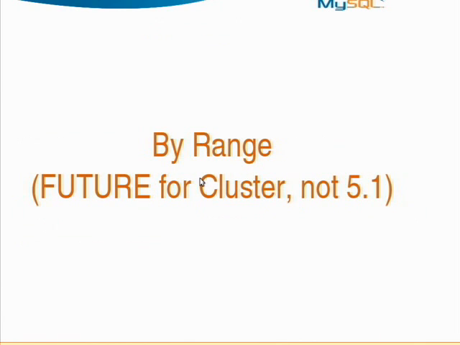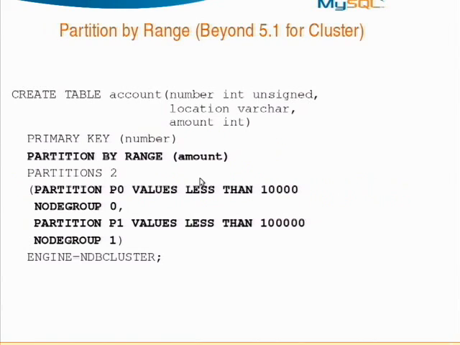By range, we say future for cluster. We may not end up supporting this as a supported feature in 5.1. These decisions are the ones that are currently being made. So if you really, really want this, pipe up now. So you can partition by range, which you can do on any table type in 5.1, but we're just working out whether this is going to be something we're going to actually support with cluster. But you can partition by range to say partition 0 has values less than 10,000, and all those are stored in node group 0.